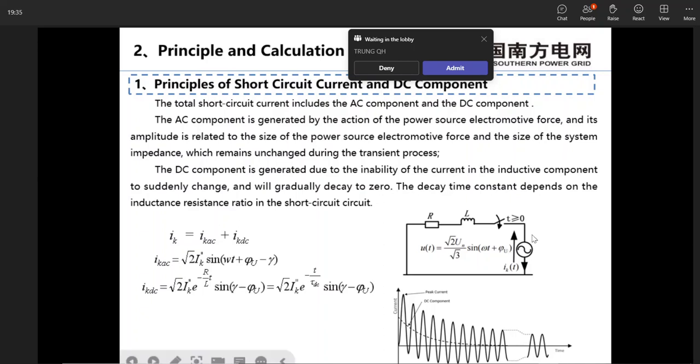You can see this circuit has an inductive component. So after the switch opens and the line is cut off, the current flowing through this branch won't change suddenly after the switch action.